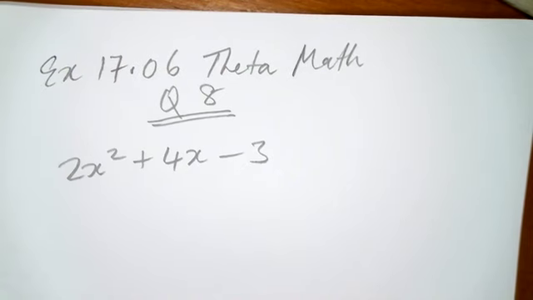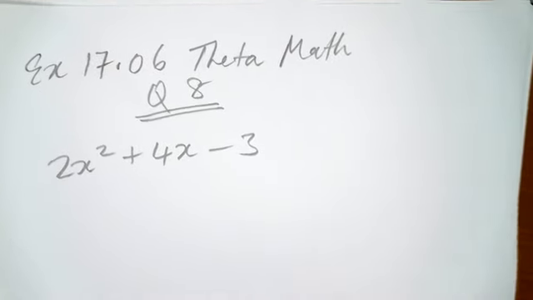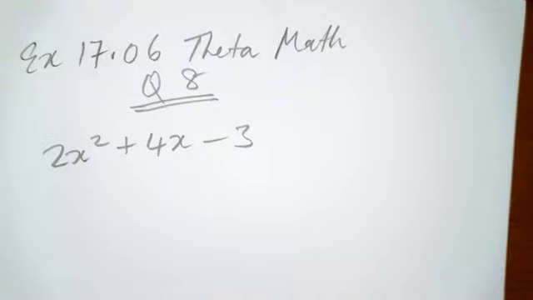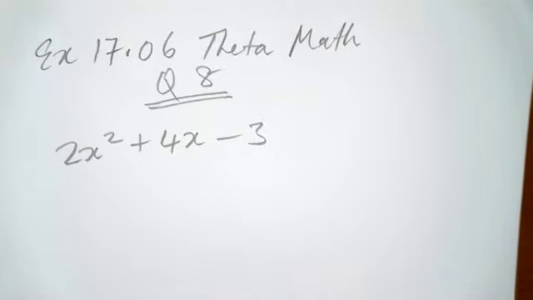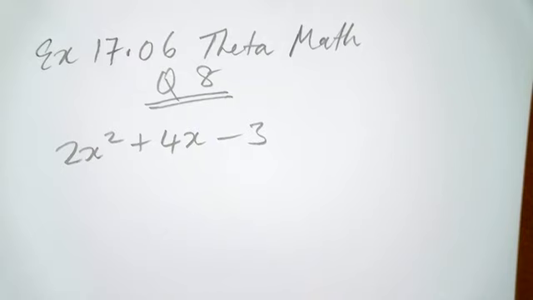All right, let's have a look at this next one. This is 1706, question 8. Now, this does actually say equals 0. It does ask us to solve for x, but I'm going to start off by not doing that. And you'll notice that the x squared has a coefficient of 2. And this adds a little layer of complexity to the whole thing. So I'm going to show you how this plays out and the way we treat this.